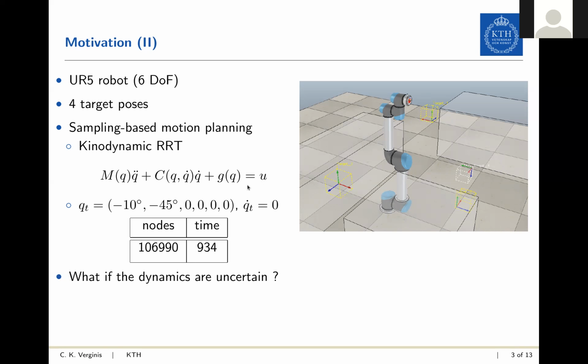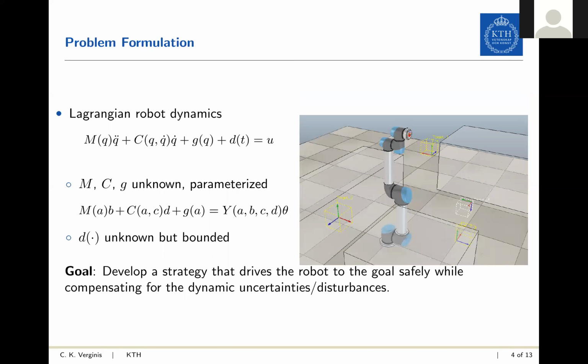However, such algorithms are actually sometimes very inefficient and they take a lot of time due to the randomized actions and due to the possibly complicated dynamics of the system. So in this case, for just two joints, the first two joints of the robot, the kinodynamic RRT took almost 1,000 seconds to find a feasible path. On top of that, what if the dynamics of the robot are uncertain? So what if these terms here are not known to the algorithm or to the decision maker? The forward simulation of the dynamics can actually fail, or it can produce false trajectories.